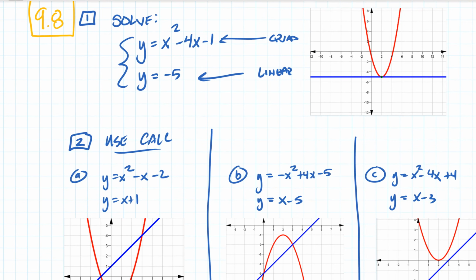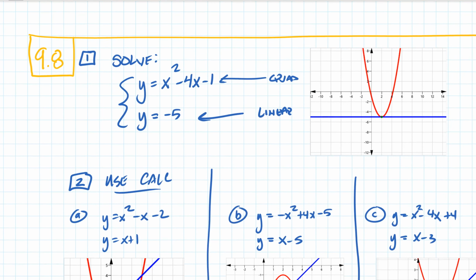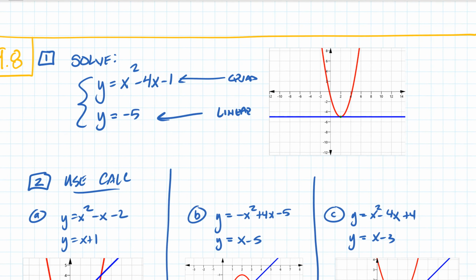9.8 is a little bit different. Okay, 9.8 is showing us how to solve systems of linear and quadratic models. So let me give you a little example here, and then we'll dive into it using the calculator. Let's say I'm trying to solve y = x² - 4x - 1. That's a quadratic equation. And y = 5. That's a linear equation, and this represents my system.